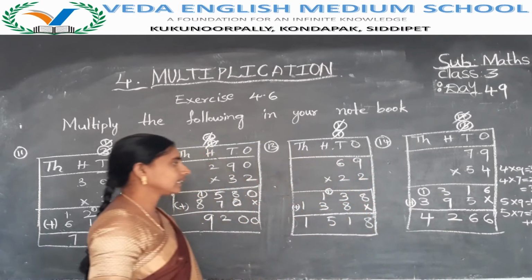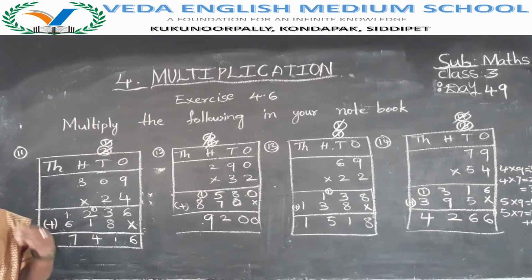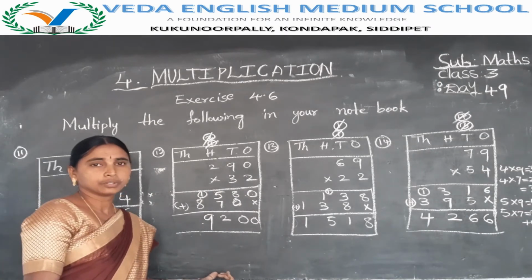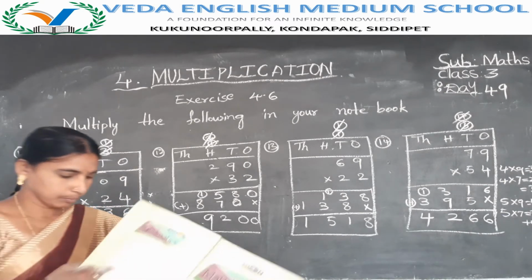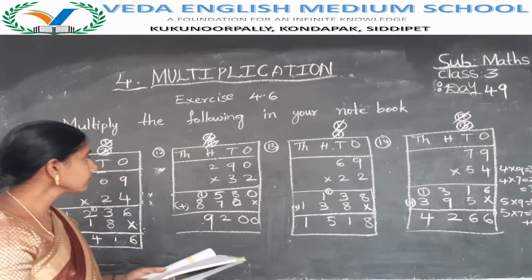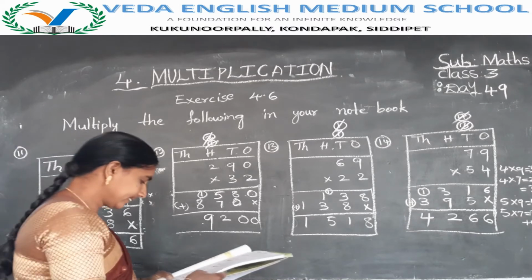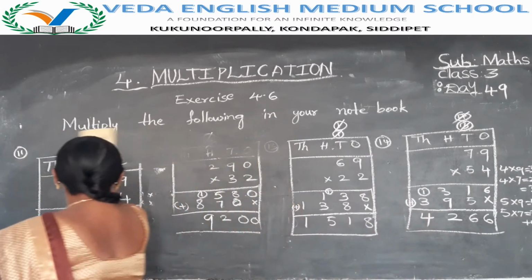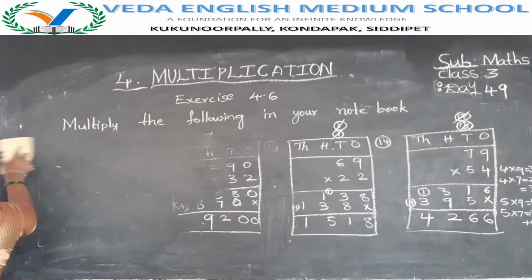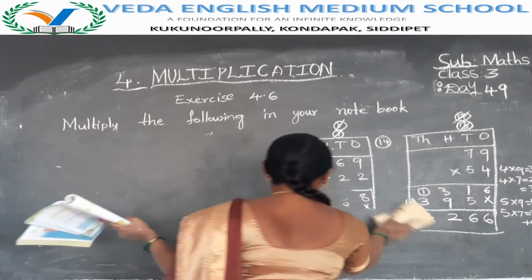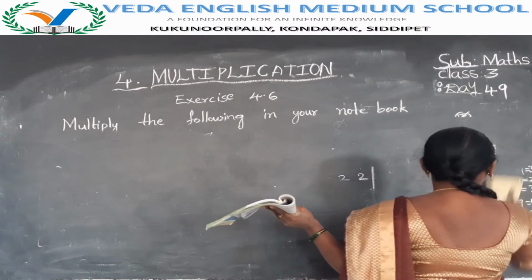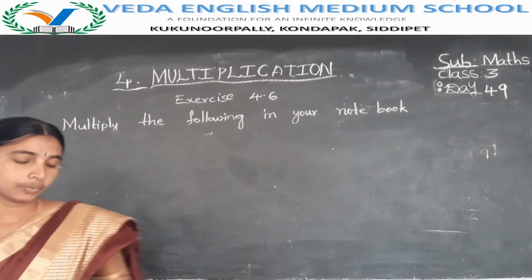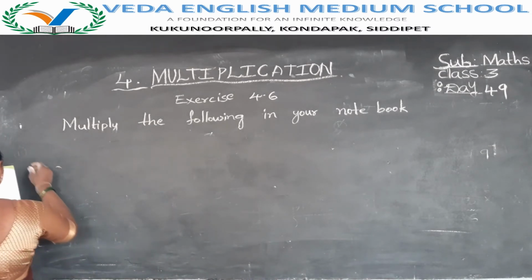The total answer is the 4,266. Okay, understood children? Like this do total problems. More I explained 14th or 15th, 16th, 17th. Up to 14th over. Next to 15th problem.